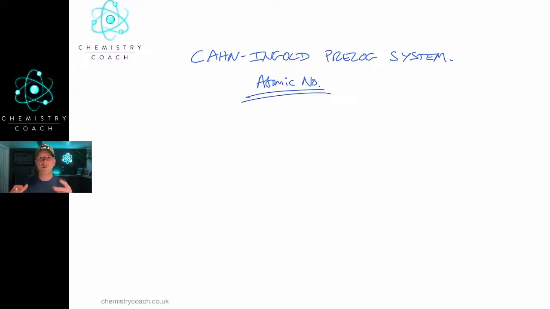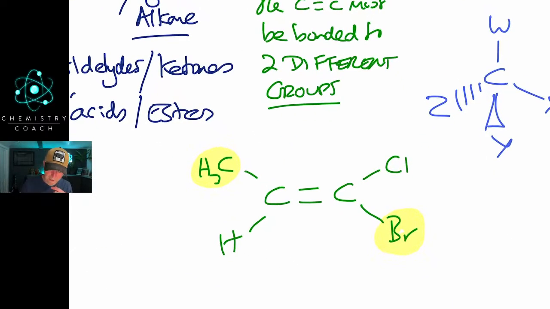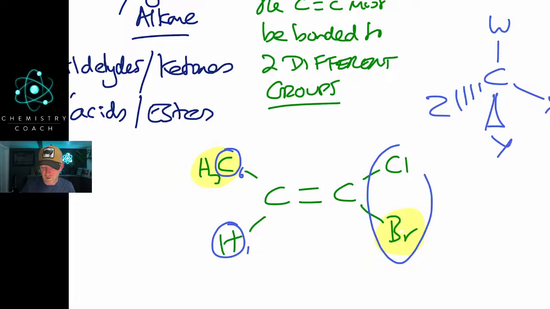So you go to the atomic number of the atom that's bonded to the C double bond C. So you've got a carbon here versus hydrogen. Okay, now of course the atomic number of carbon is 6. This is 1. So carbon wins. That's why it's priority. Same here for chlorine and bromine. Okay, bromine's got a higher atomic number than chlorine.